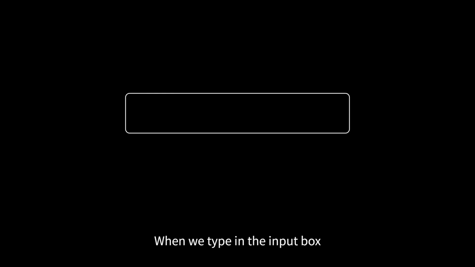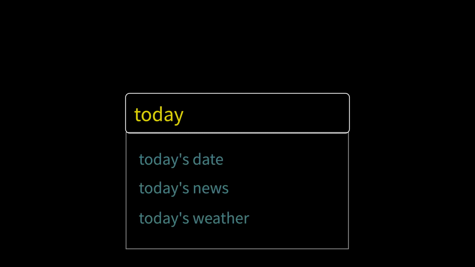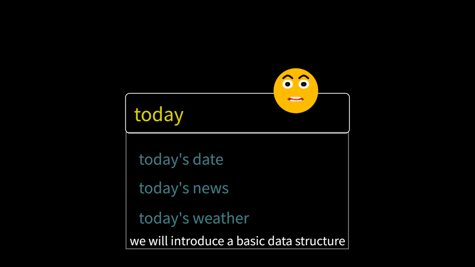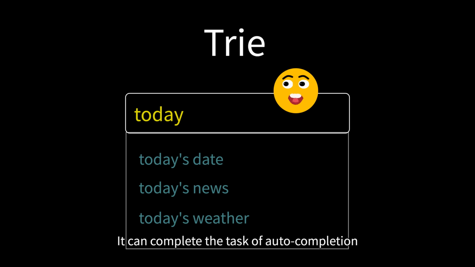When we type in the input box, sometimes there will be a prompt to guess the possible final result. So how does it achieve this? Today we will introduce a basic data structure, the tree. It can complete the task of auto-completion more efficiently.